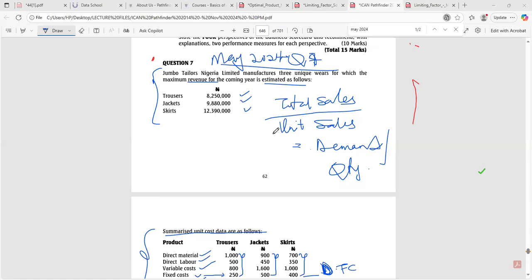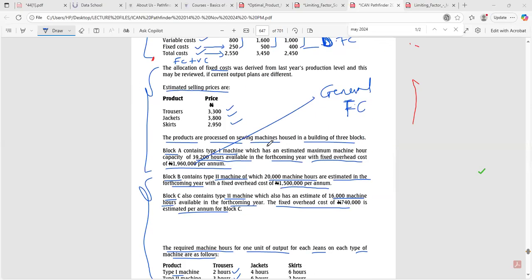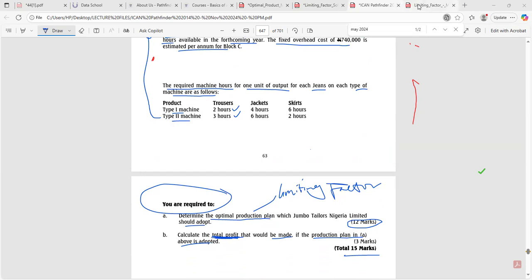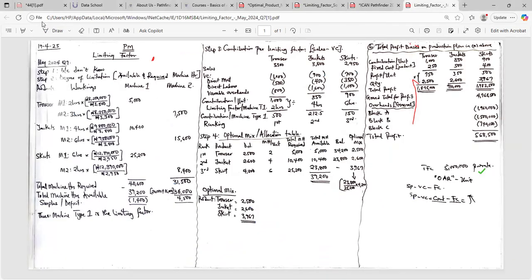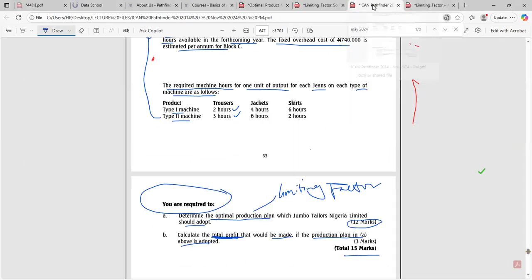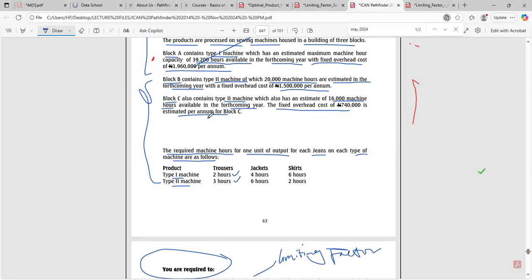Done. What is step 1? Identify the limiting factor, which is machine hours. Now, machine hour is the limiting factor, but we don't know which machine is the limiting factor. We don't know if it is machine type 1 or machine type 2, but we know that it is machine hour that is the limiting factor.